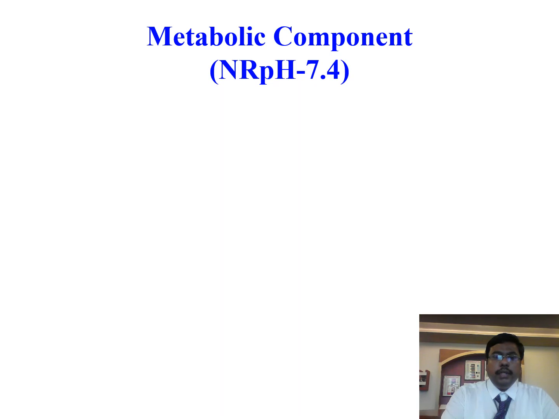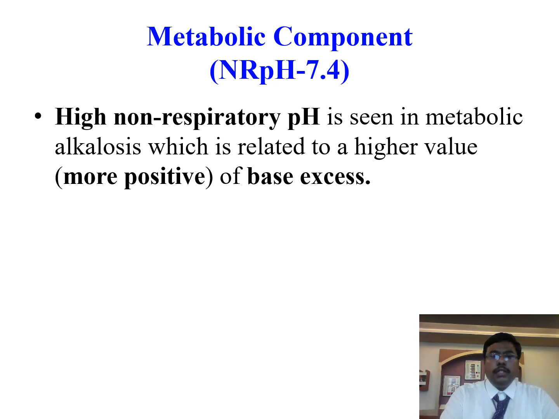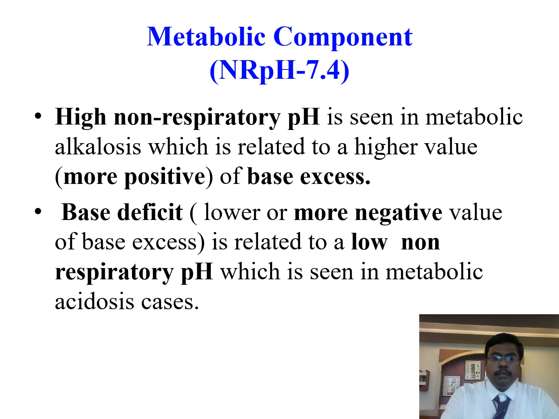Metabolic component NRPH minus 7.4. High non-respiratory pH is seen in metabolic alkalosis, which is related to a higher value of base excess. So base excess, already discussed, is one of the metabolic components. The normal standard base excess value is from -2 to +2 millimole per liter. If the value is more than 2, it denotes metabolic alkalosis, and if the value is less than -2, it denotes metabolic acidosis.